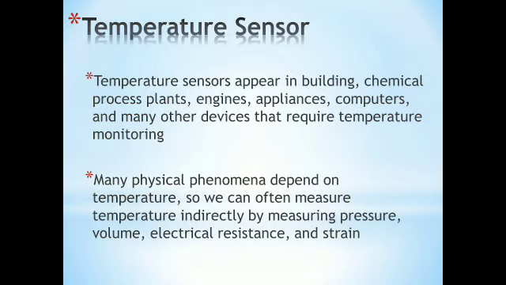The first sensor is the temperature sensor. Temperature sensors appear in buildings, chemical process plants, engines, appliances, computers, and many other devices that require temperature monitoring. The second point is that many physical phenomena depend on temperature, so we can often measure temperature indirectly by measuring pressure, volume, electrical resistance, and strain.